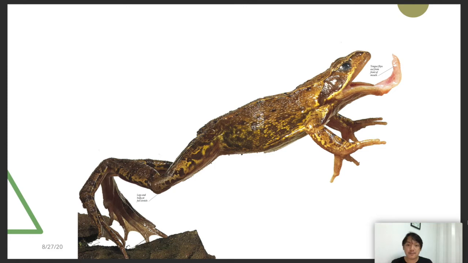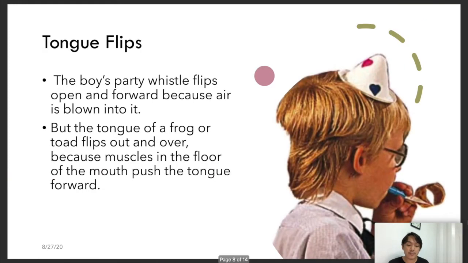Imagine a boy's whistle that flips open and forward because the air is being blown into it. But the tongue of a frog or toad flips out and over because muscles in the floor of the mouth push the tongue forward. The floor muscles are moving it.